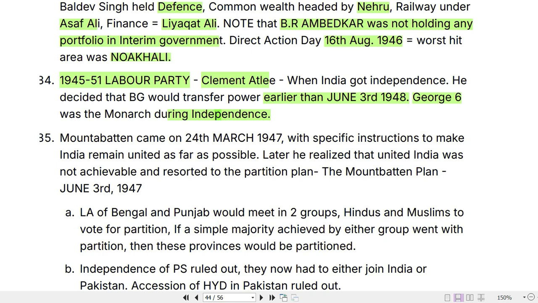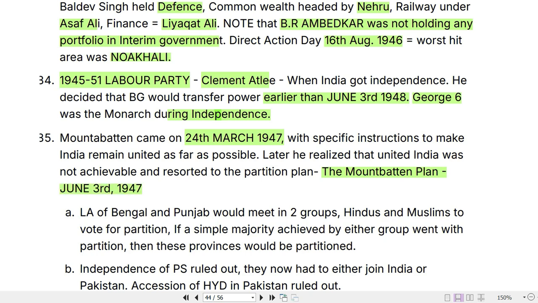But then Mountbatten came on 24th of March 1947. So that's when he came to India with specific instructions to make India remain united as far as possible. Later, he realized that united India was not achievable and resorted to the partition of India, according to the Mountbatten Plan. So this Mountbatten Plan was released on June the 3rd, 1947.